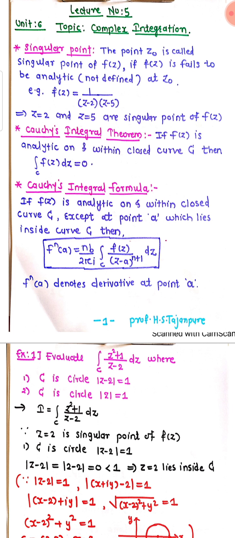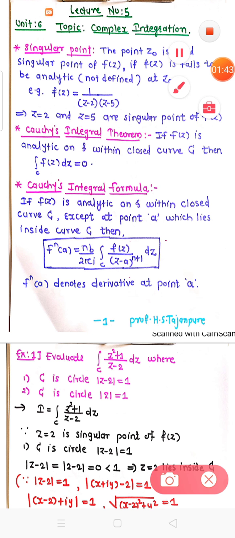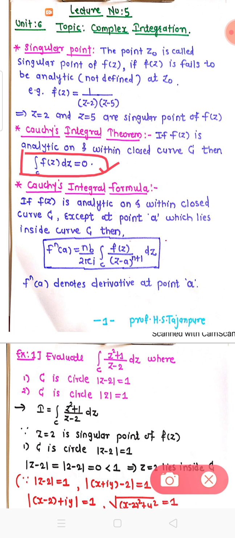Now let us start with Cauchy's integral theorem. If f of z is analytic on and within the closed curve C, then the integration of f of z dz over that curve C is equal to 0. This means there is no singular point which lies inside the curve C. In that case only, you can directly write the value of that integral f of z dz equal to 0, when the function is analytic on and within the closed curve C.